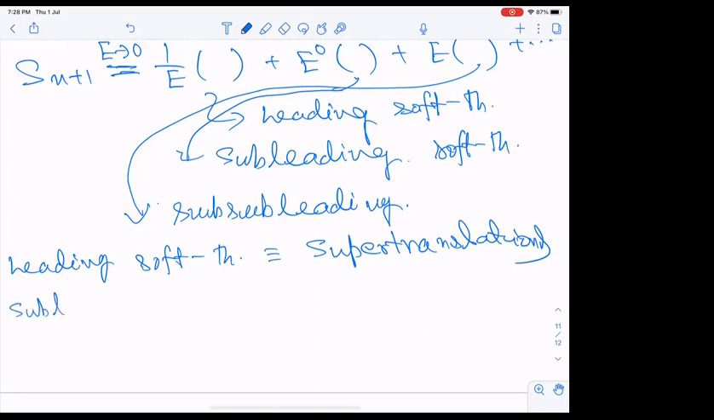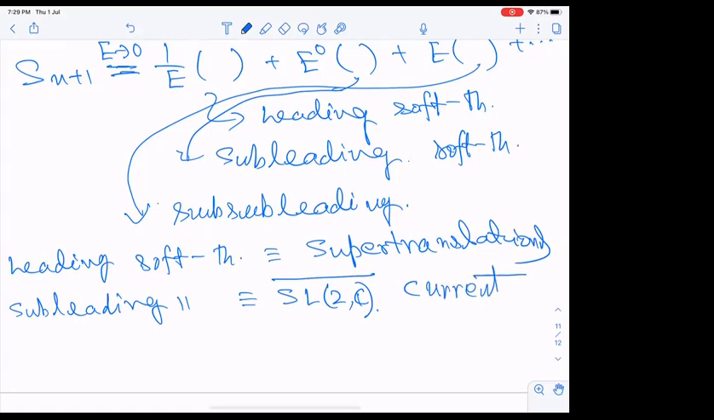And the subleading soft theorem is equivalent to the Ward identity for, okay, I'll not go into the details. This is called the SL2C bar current algebra. This is something which appears in some two-dimensional conformal field theories. I mean, this is a particular group, SL2C bar.